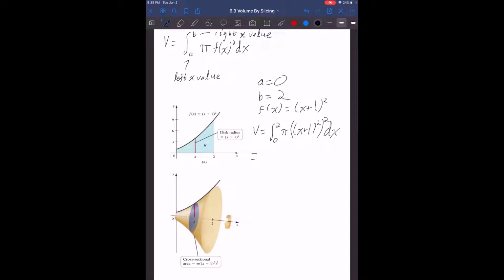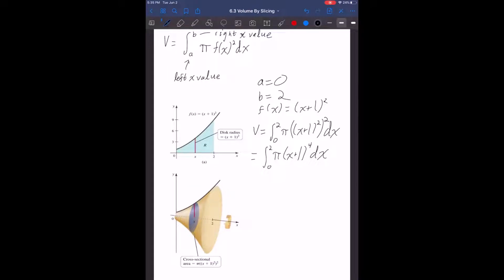So if we do this, taking a squared, raising it to a squared will leave us with a fourth power. So this is the integral from 0 to 2 of pi times (x plus 1) to the fourth dx. Now what you could do in this case is fully expand out this (x plus 1) to the fourth. You would get 5 different terms. You could integrate all of those like you normally would.